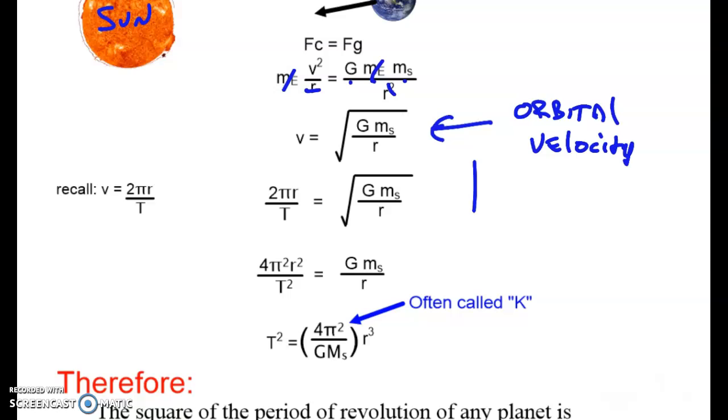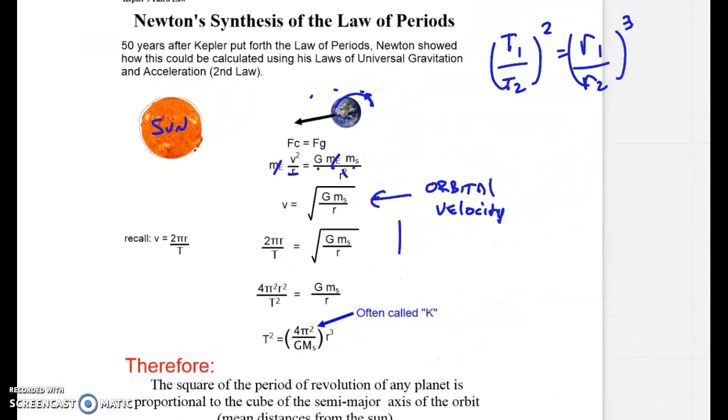Now I've got 2 r's and another r down in that denominator, so I'm going to make it r cubed with the 4 pi squared, and then that's going to be divided by big G and the mass of the sun here, but it's really whatever you're orbiting. And that's going to be equal to the period squared. So this looks a lot like what Kepler said. It's a relationship between the period squared and the radius cubed.